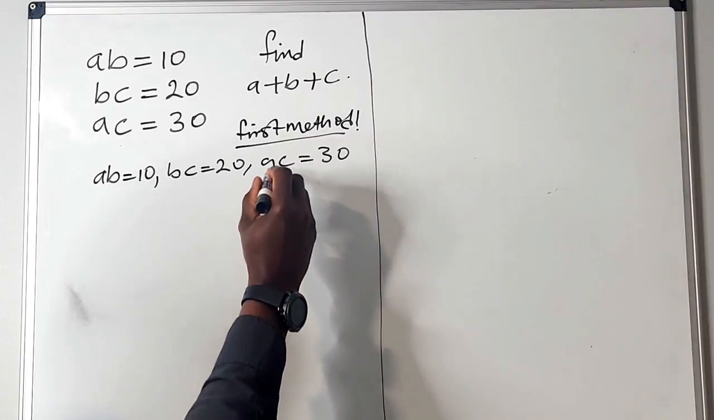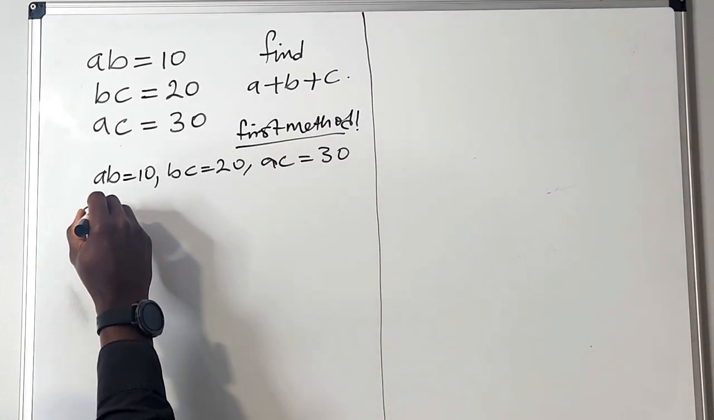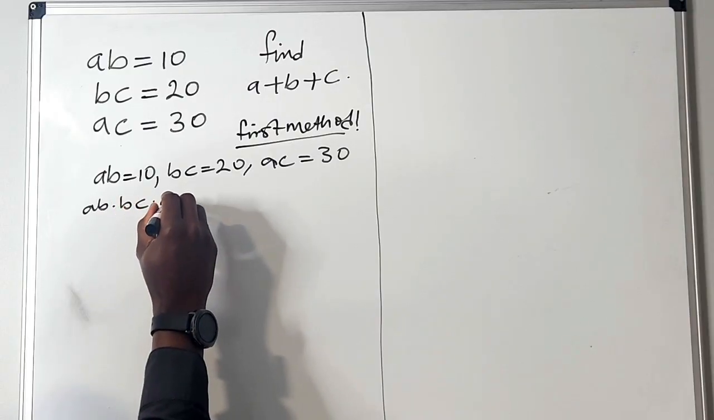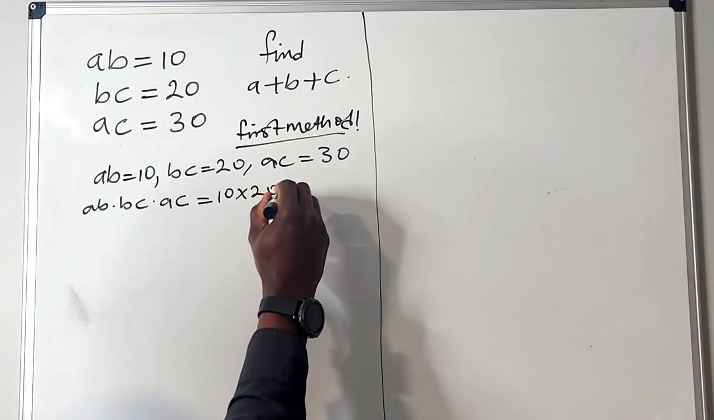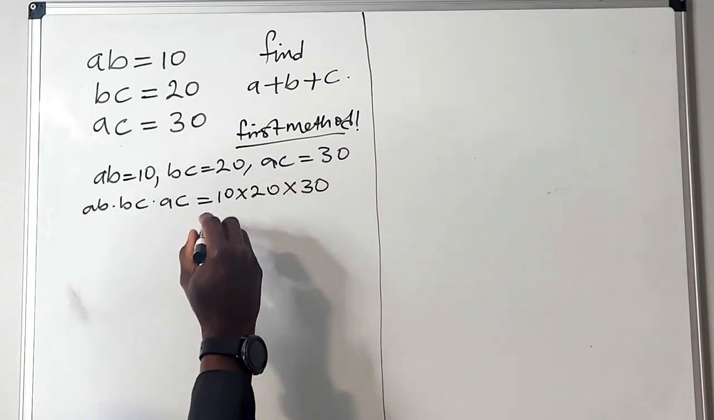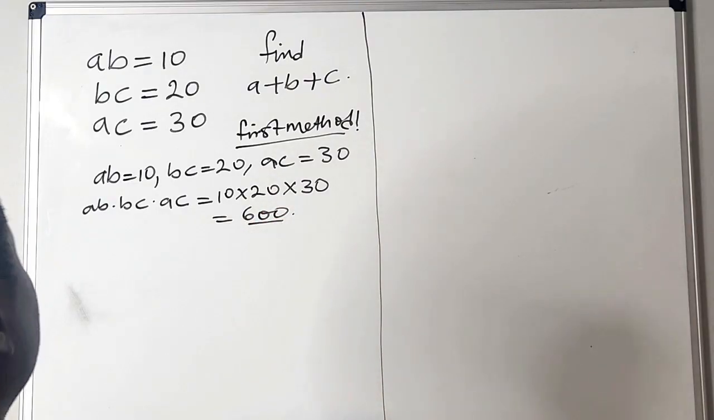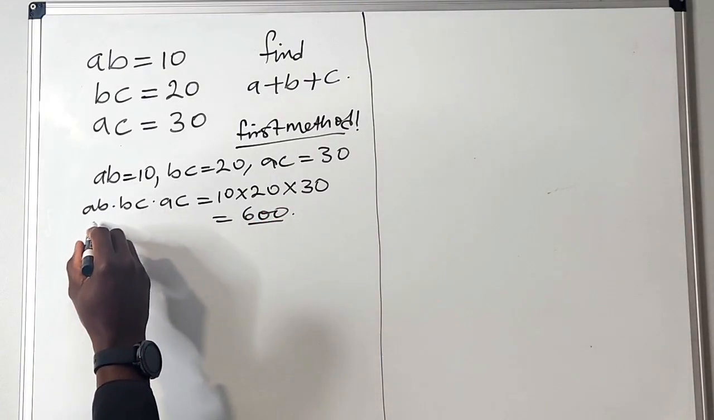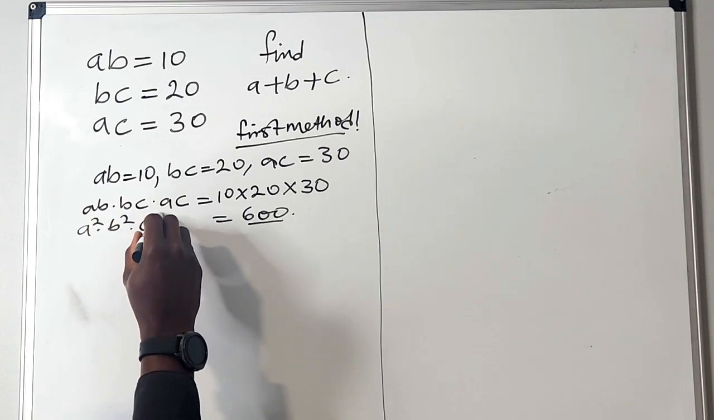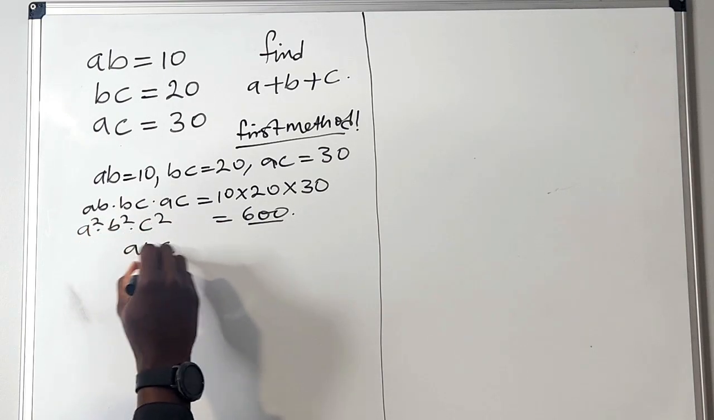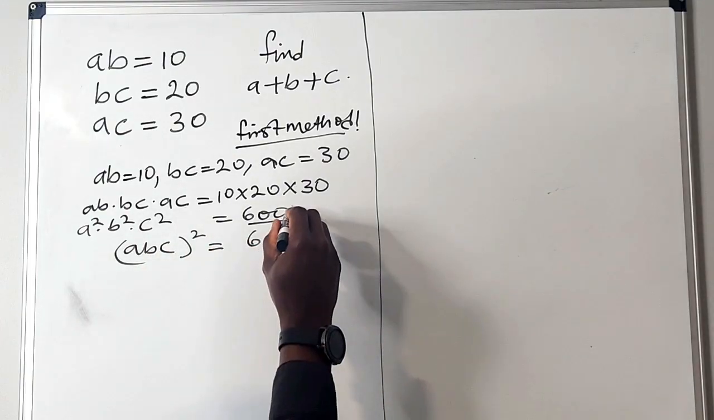Now, we can multiply everything out. So we have AB times BC times AC, which will give us 10 times 20 times 30, which is equal to 6,000. So this is A times A, that's A squared, B squared, C squared, which is the same thing as 6,000.